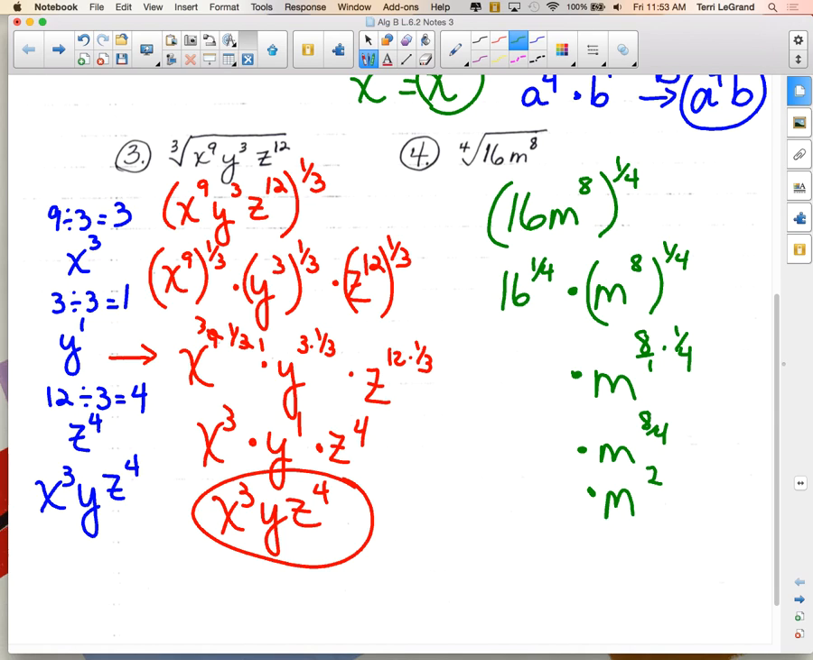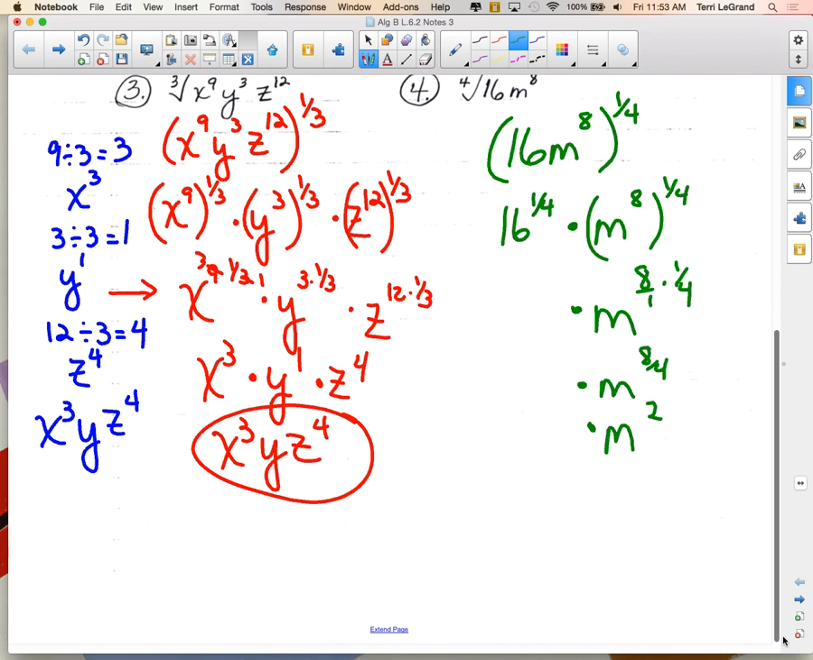Okay. I'm kind of ignoring that 16 for a while. So we got that part. We got the m to the 8 raised to the 1/4 power. We got that figured out, that it's m to the second power. What are we going to do with that 16 to the 1/4 power?